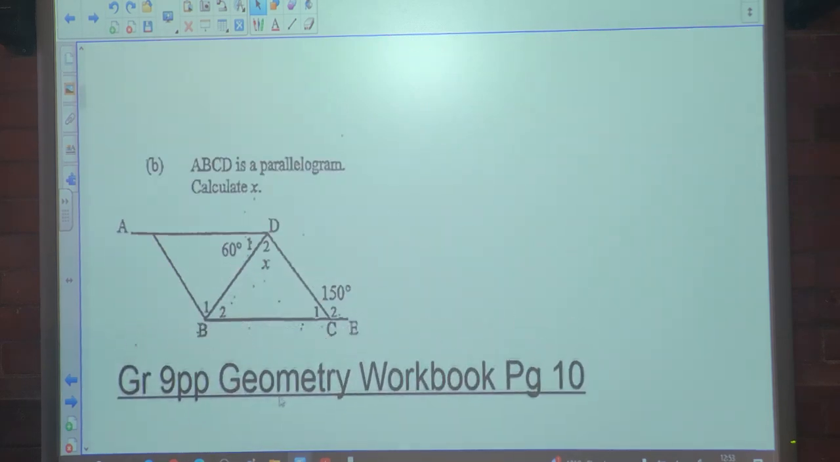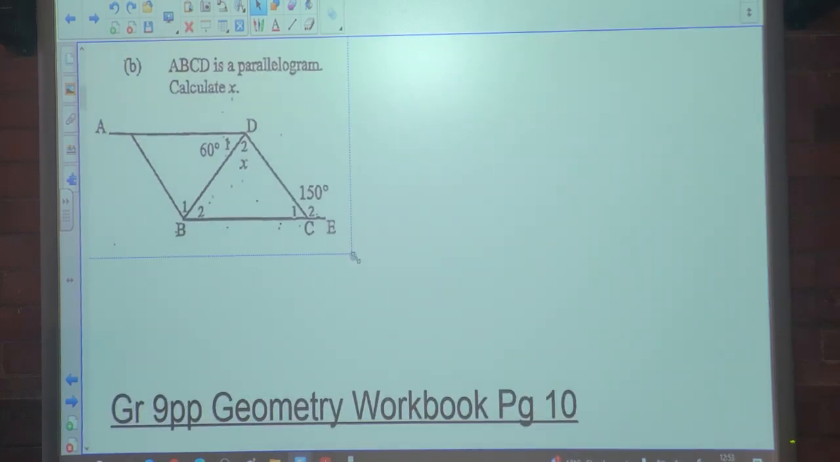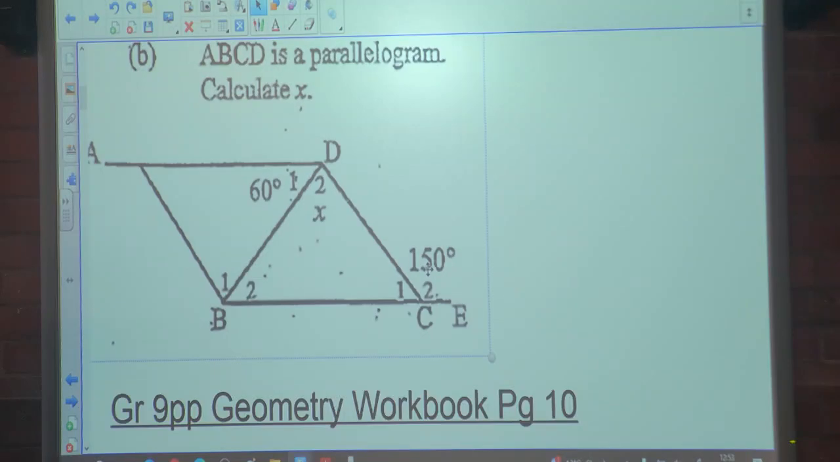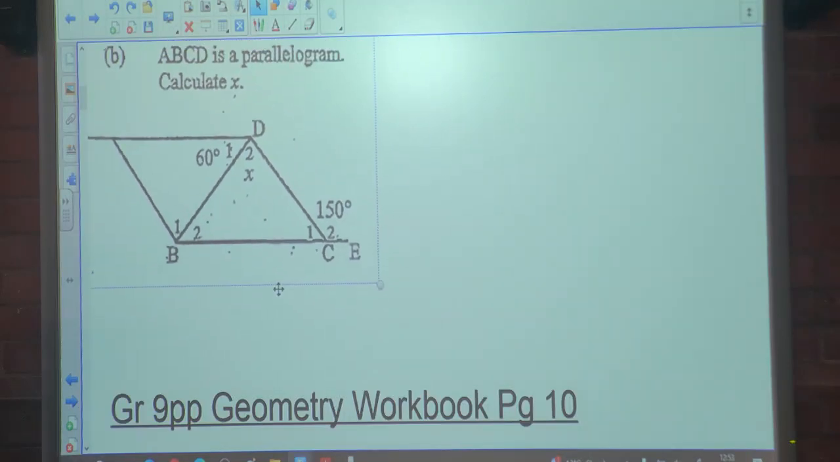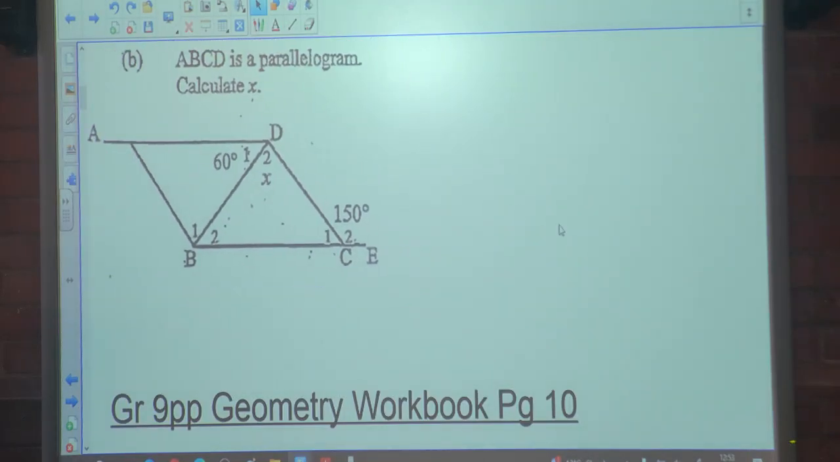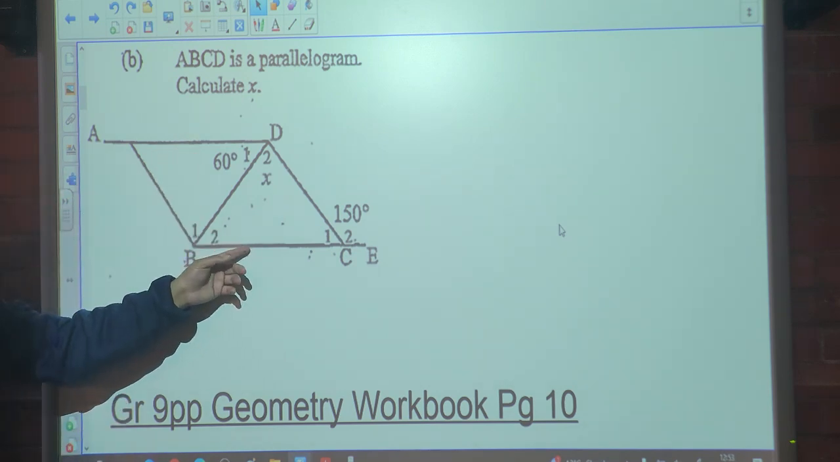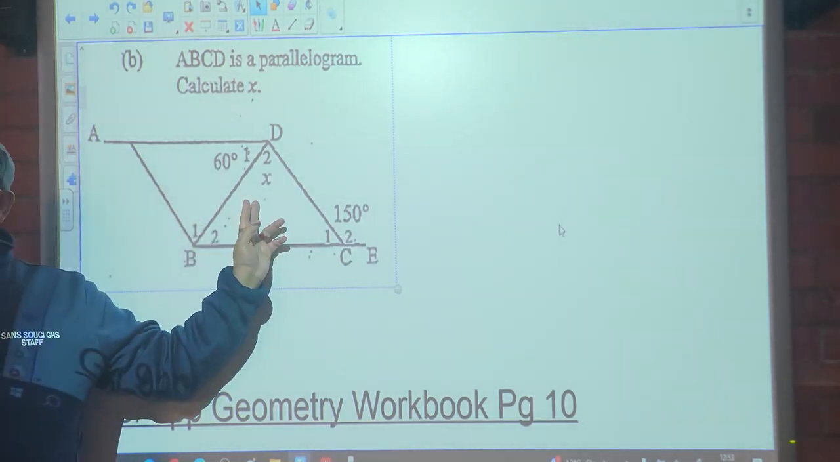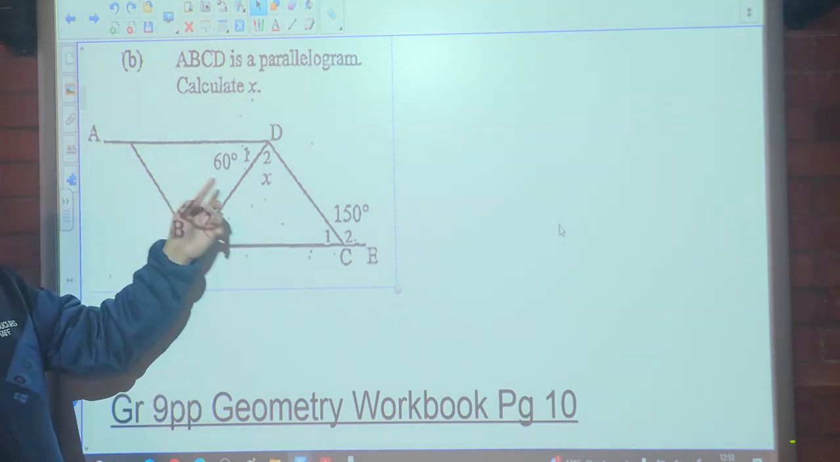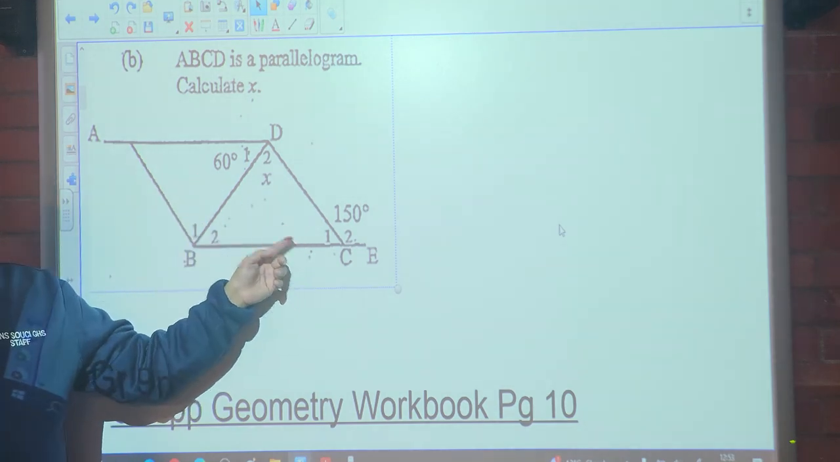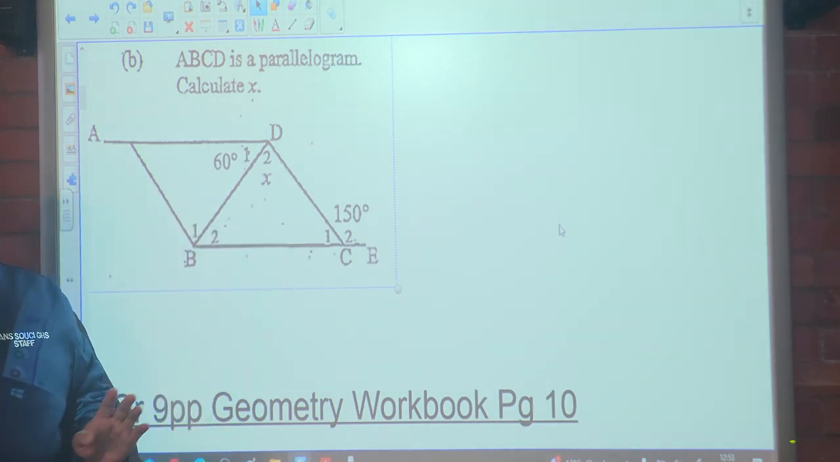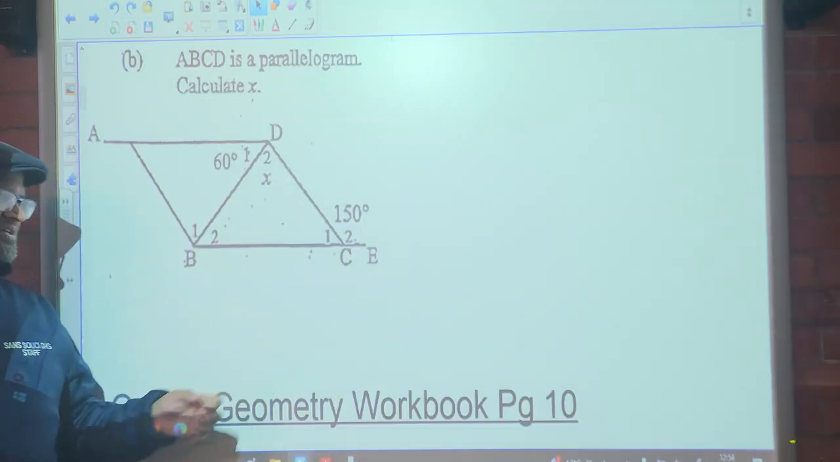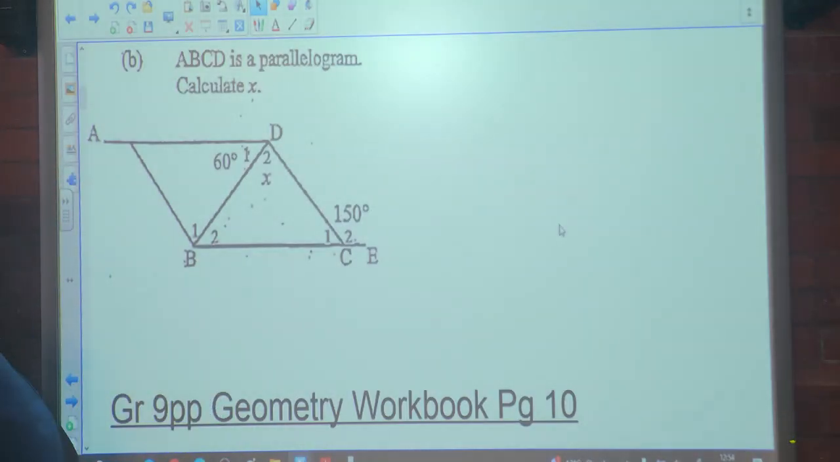Let's look at B. B, we are told that ABCD is a parallelogram. People, if ABCD is a parallelogram, what do you mean? 4 things should come to mind. Firstly, opposite sides are equal. 2 pairs of opposite sides are parallel. Opposite angles are equal. And diagonals bisect each other. But there's not another diagonal here, so that rule doesn't apply here. Okay.